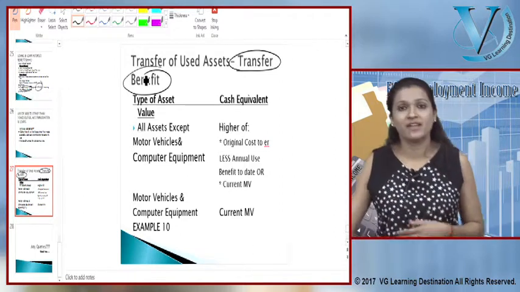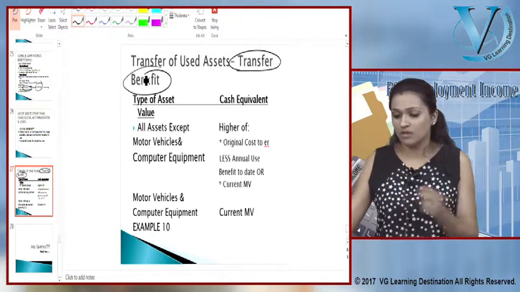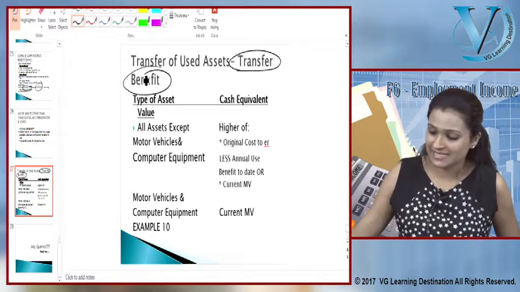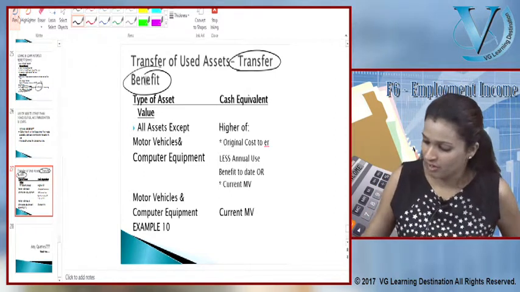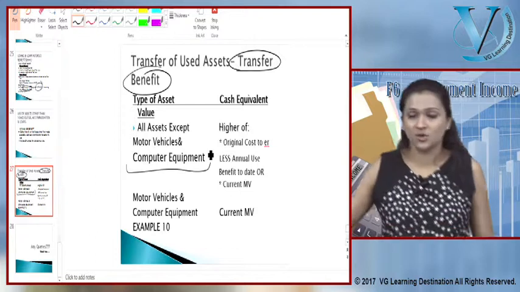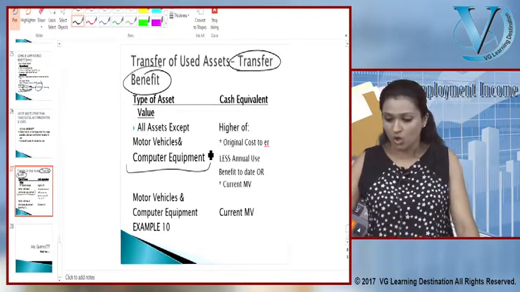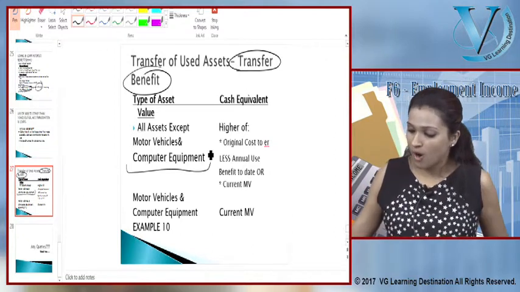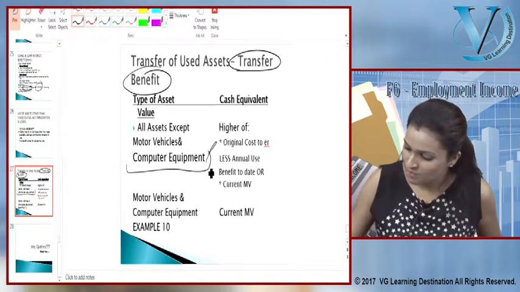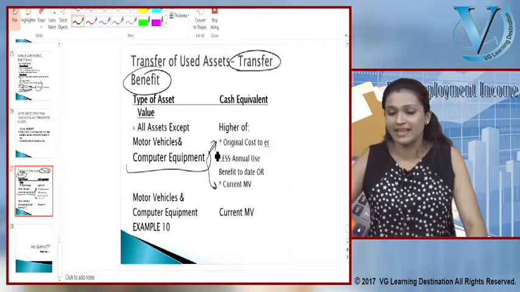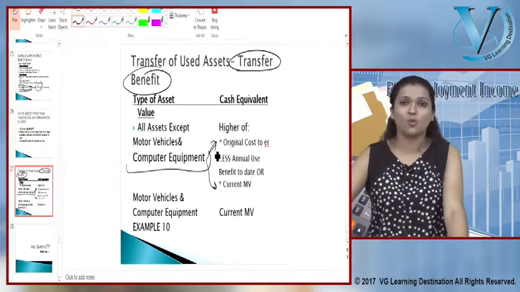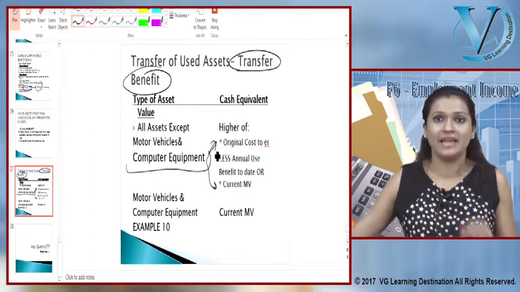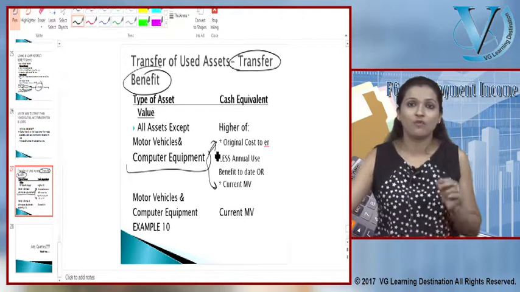Let's have a look at the various types of assets and what is going to be the cash equivalent of the transferred value. So all assets except for motor vehicles and computer equipments, the cash equivalent is going to be the higher of the original cost to the employer less any annual use benefit to date, or the current market value. So higher of these two is what gets taxed as a cash equivalent in case the asset gets transferred to the employee at the end of the useful life of the asset.